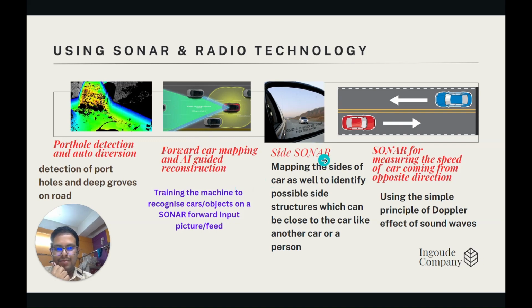Side sonar: if a car is passing by, then the sonar would also detect it. If a car is at the back, then the sonar will also detect it. Sonar is also used for measuring the speed of a car coming in the opposite direction, and the sonar will give you an alert. It's using the simple principle of the Doppler effect of sound waves.